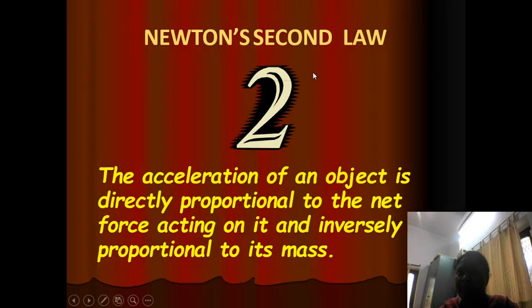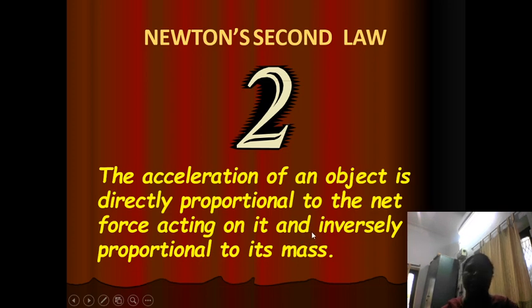So now we will move on to Newton's second law. Newton's second law describes the relation between force and acceleration. The acceleration of an object is directly proportional to the net force acting on it and inversely proportional to its mass. From this we can show that F = ma, where F is force, m is mass, and a is acceleration.